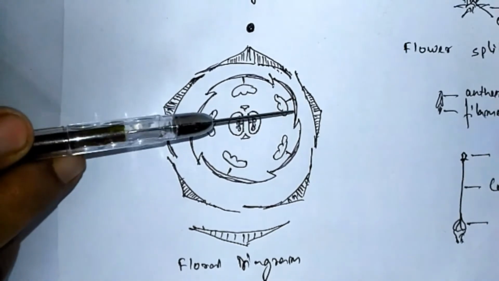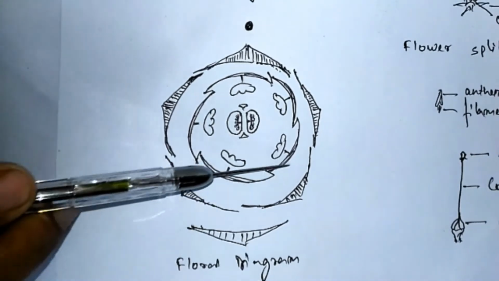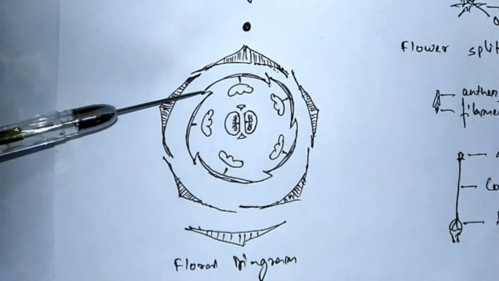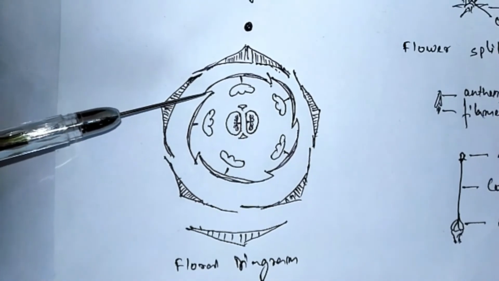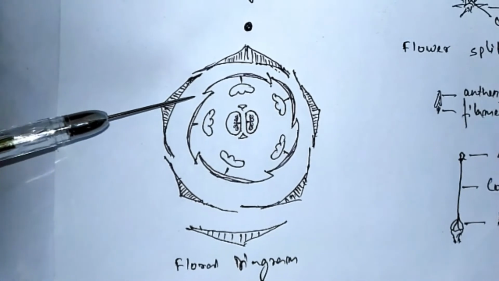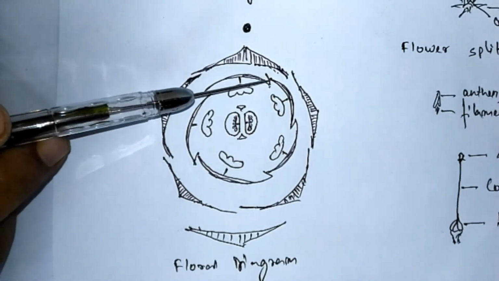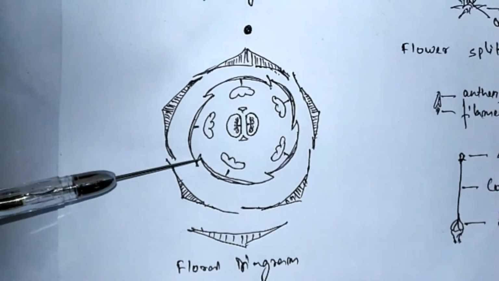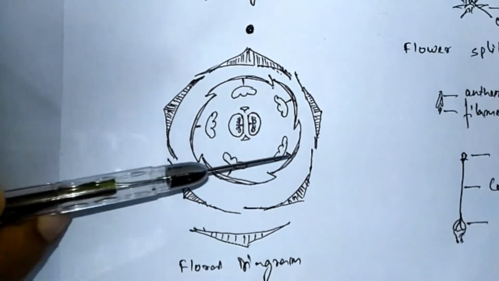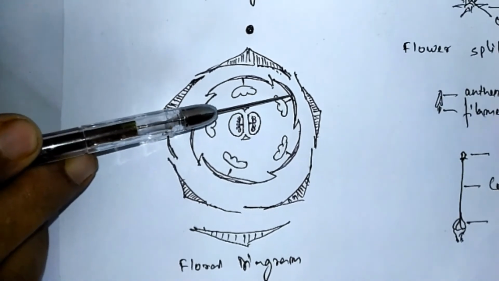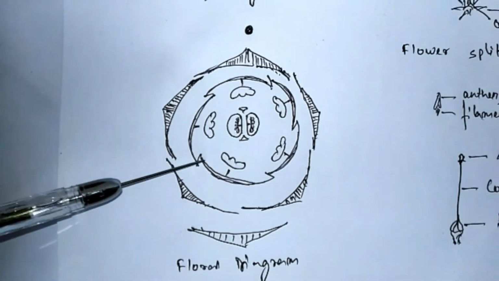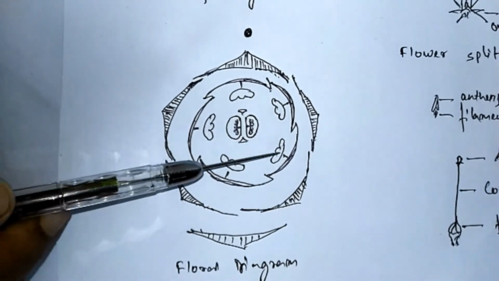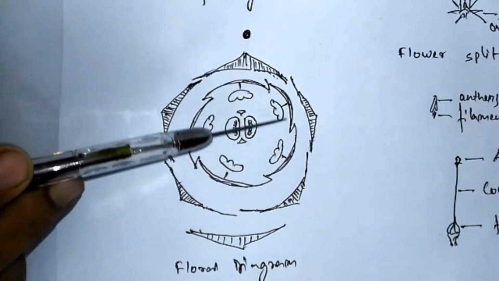Now the inner whorl is the petals or corolla tube. Since they are attached to each other to form a tube-like structure, they are interlocked here. In the diagram, this locking is observed. 1, 2, 3, 4, 5 petals are arranged in a twisted manner, and inside the petals there is the whorl of the stamens.